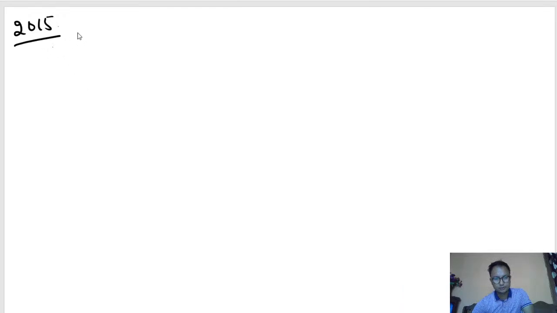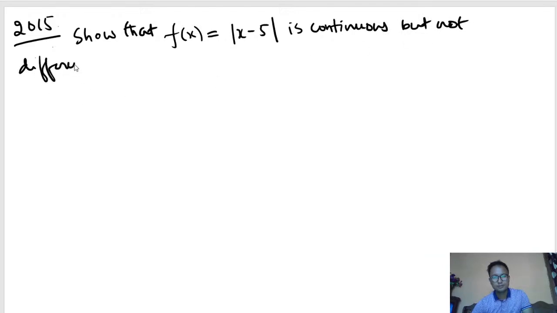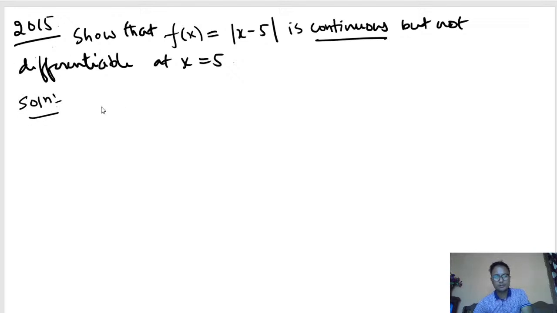So, f(x) equal to modulus of x minus 5 is continuous but not derivable. The continuity part I have already solved, so I will solve this in the derivable part. Okay, derivability.